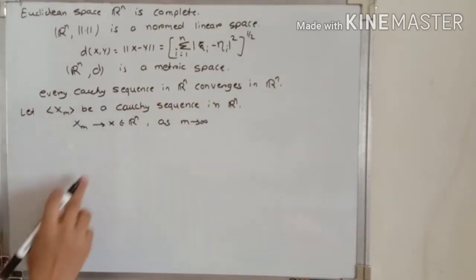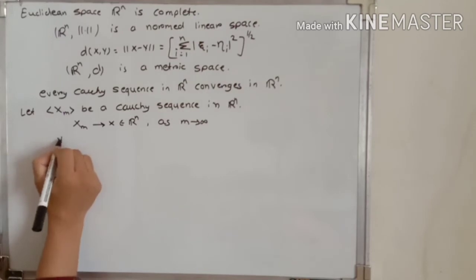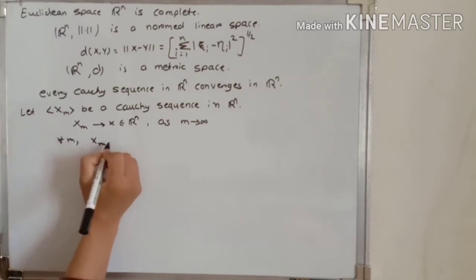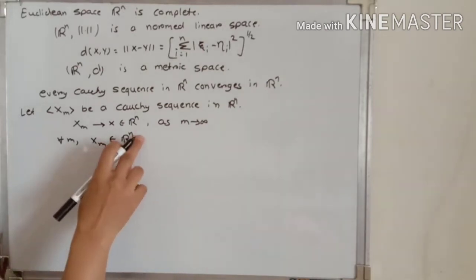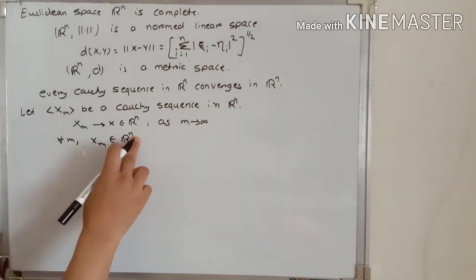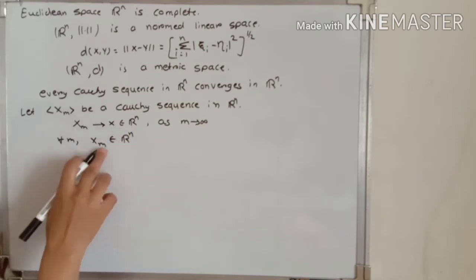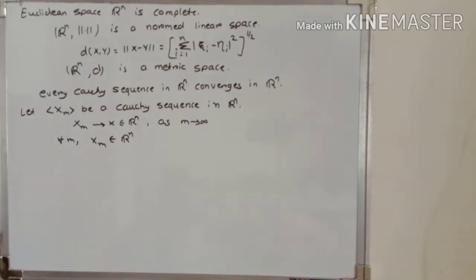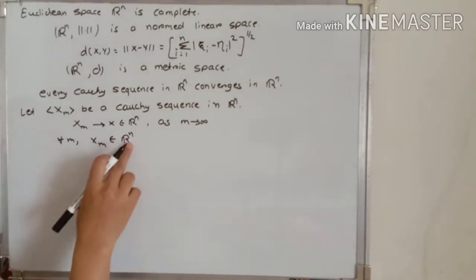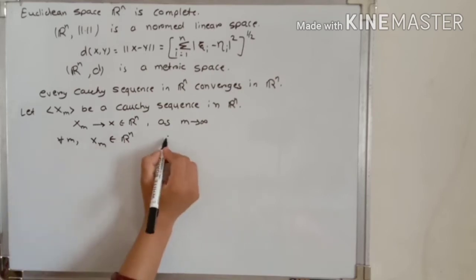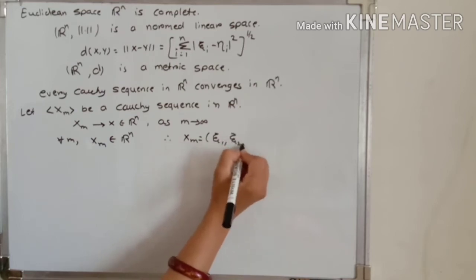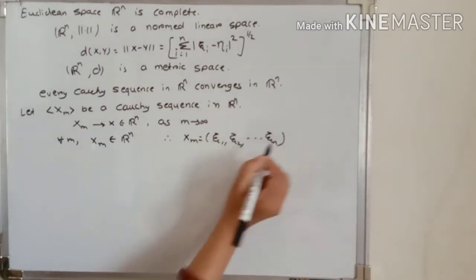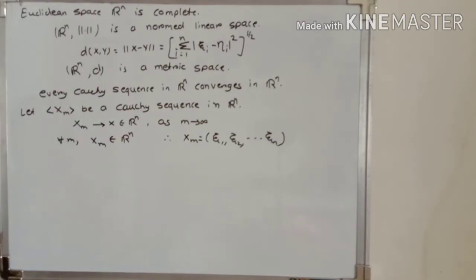Let Xm be a Cauchy sequence in Rn, which means for all m, Xm is an element of Rn. Here we are taking m instead of n because we already use n here, so to avoid confusion between m and n, we write m. Now Xm is an element of Rn, and every element of Rn is an n-tuple of real numbers, and therefore Xm must be equal to (xi1, xi2, up to xi n), where each xi i is a real number.